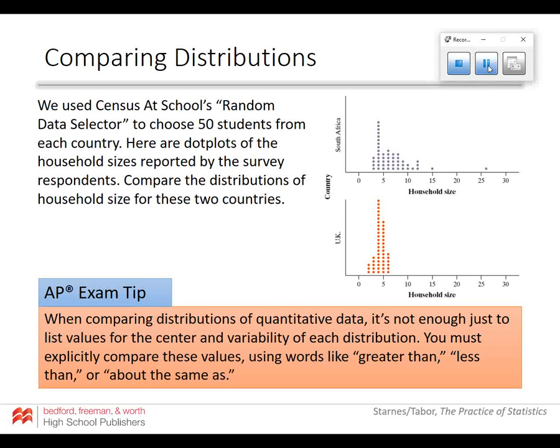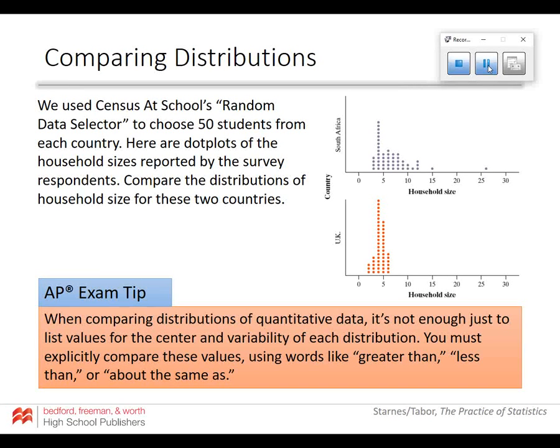When I say comparative language, what do you think I mean by that? Greater, less than, similar, equal. Not the same as? Yeah, but you're going to have to be more exact than not the same as, probably. You're going to have to say which one's greater or smaller. Does that make sense? So, comparative language.